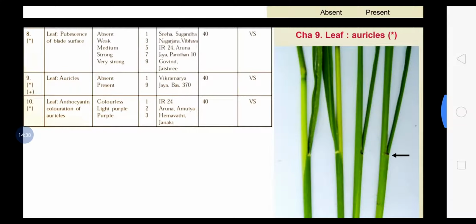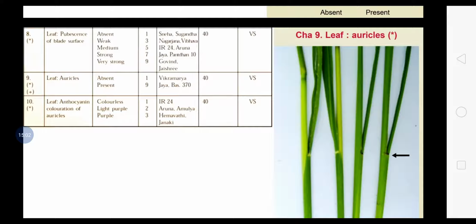Coming to the eighth character, that is leaf pubescence on blade surface. Here one black arrow is given, that is nothing but the blade surface. Here again it is classified as absent, scored as 1, weak scored as 3, medium scored as 5, strong scored as 7, and very strong 9.